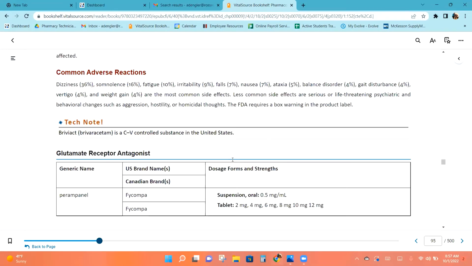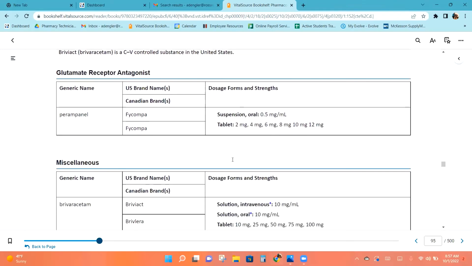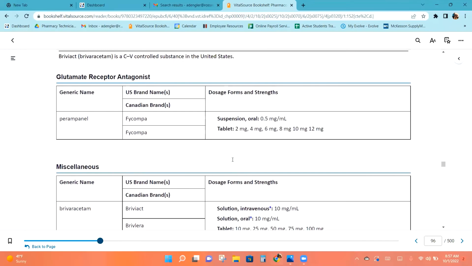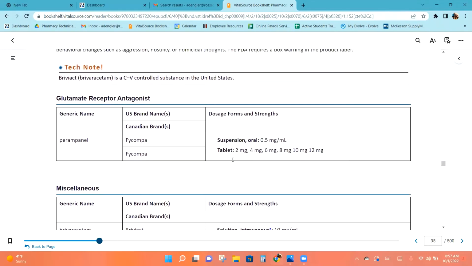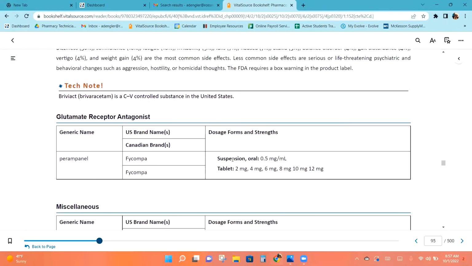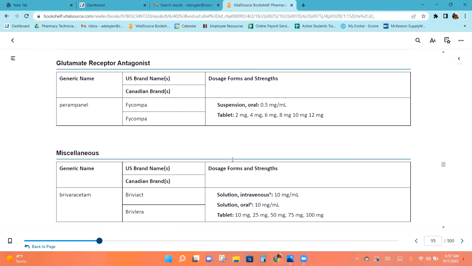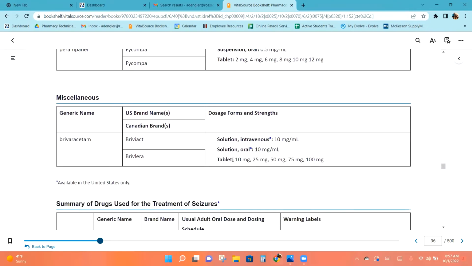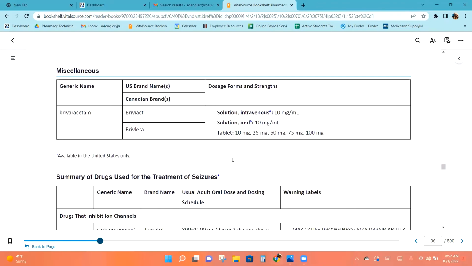Dizziness, fatigue, irritability, falls, nausea, ataxia, gait disturbance, and weight gain are some of the most common side effects. The FDA does require a box warning in the product label because of hostility or homicidal thoughts. So in this box, we have the glutamate receptor antagonist, the only one in its class, by Fycompa. And in the miscellaneous category, we have Briviact.